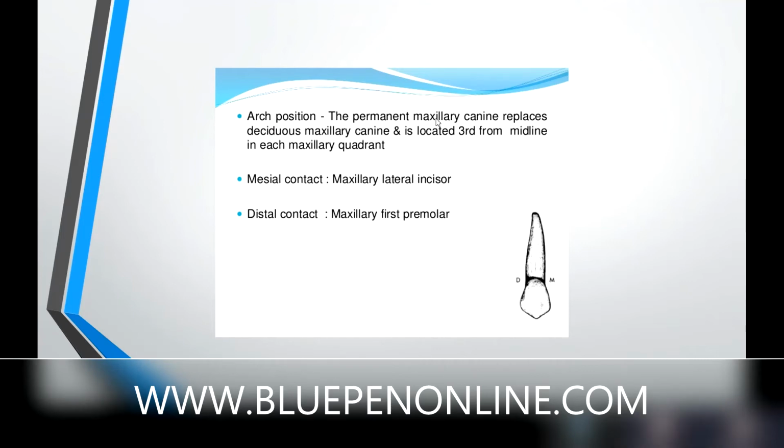Arch position: the permanent maxillary canine replaces the deciduous maxillary canine and is located third from the midline in each maxillary quadrant. Mesial contact is with the lateral incisor. Distal contact is with the premolar.